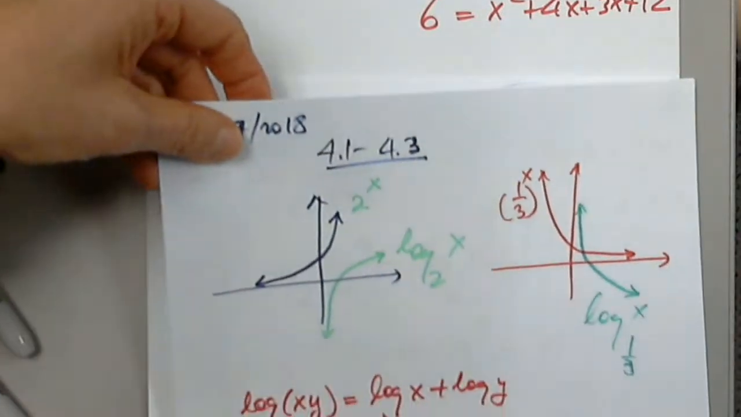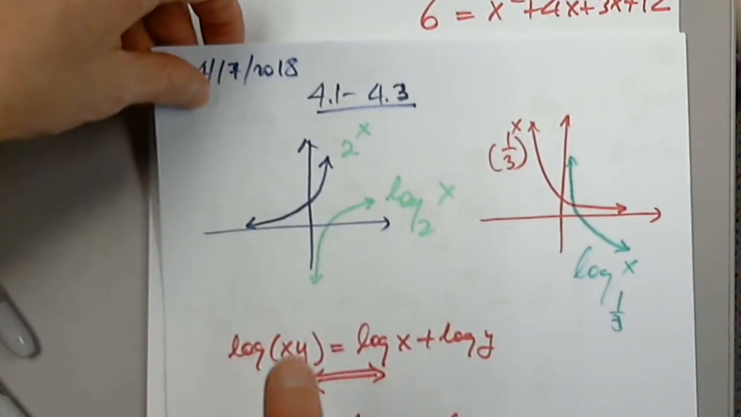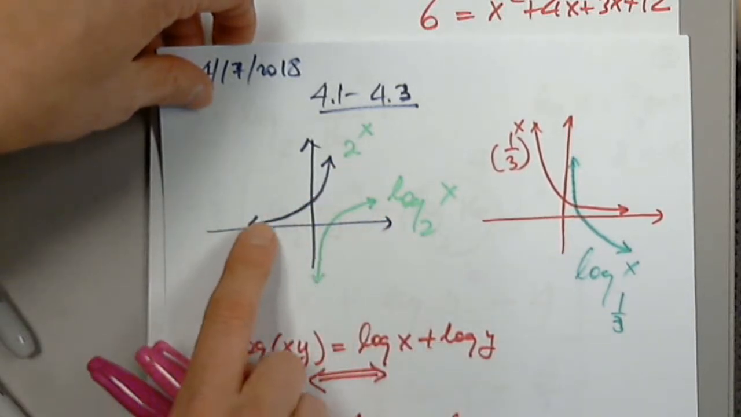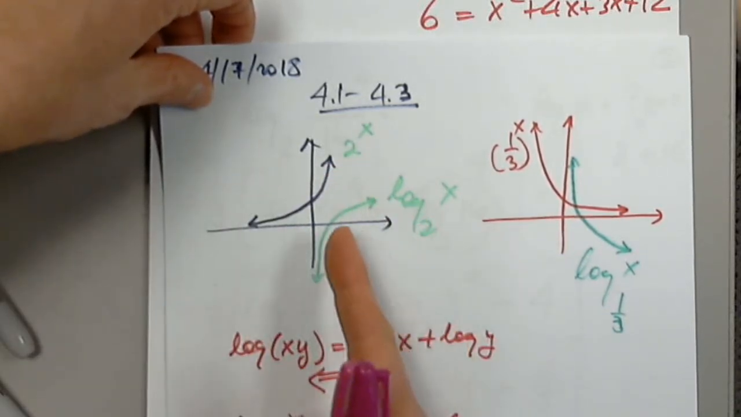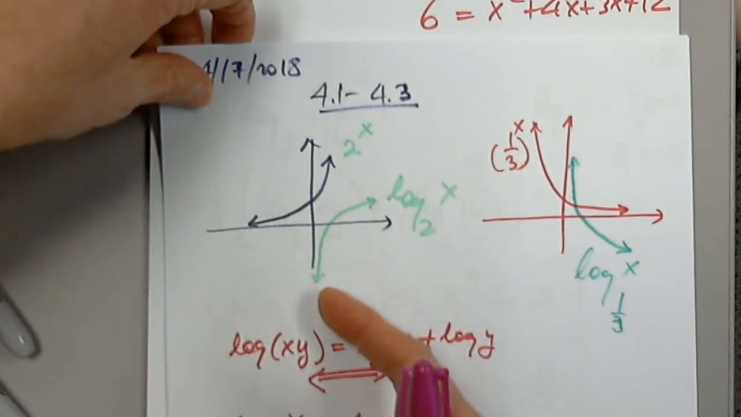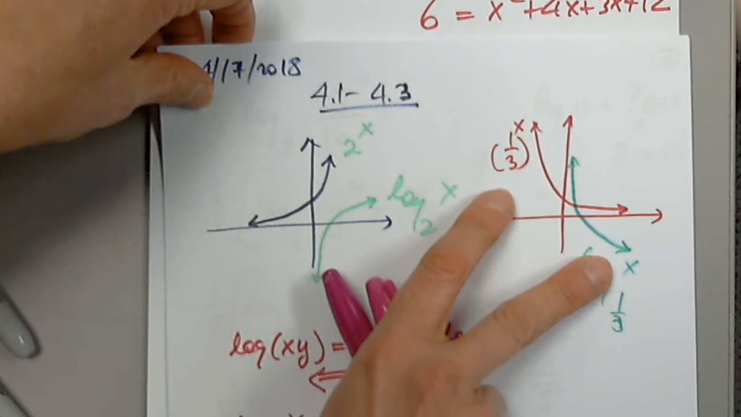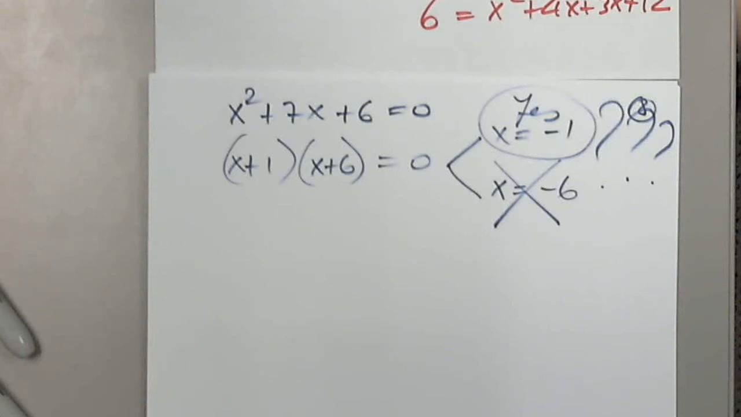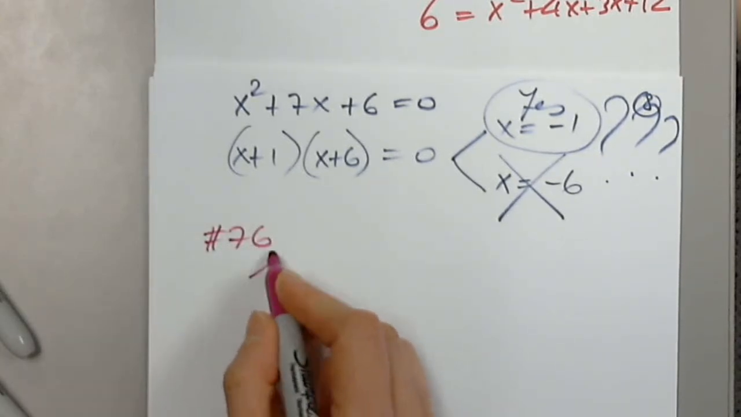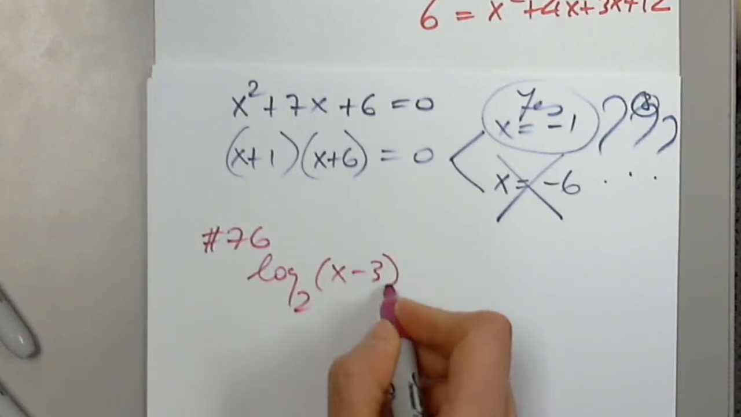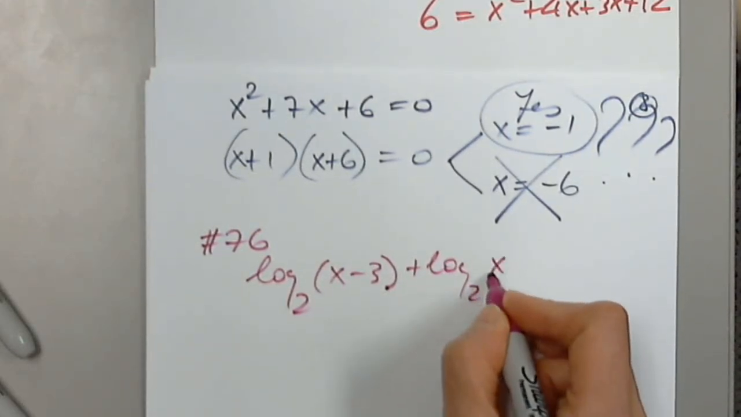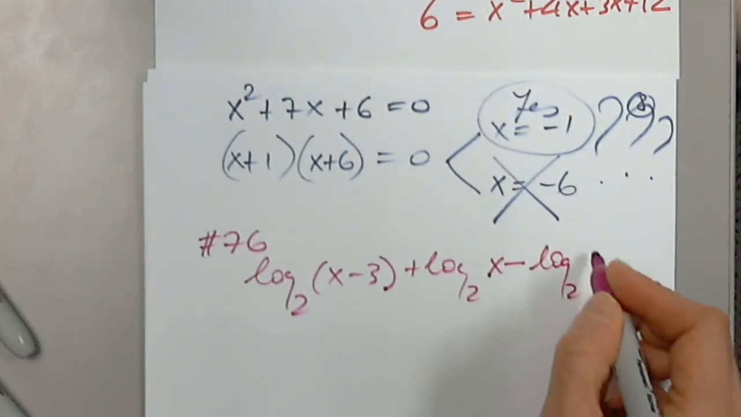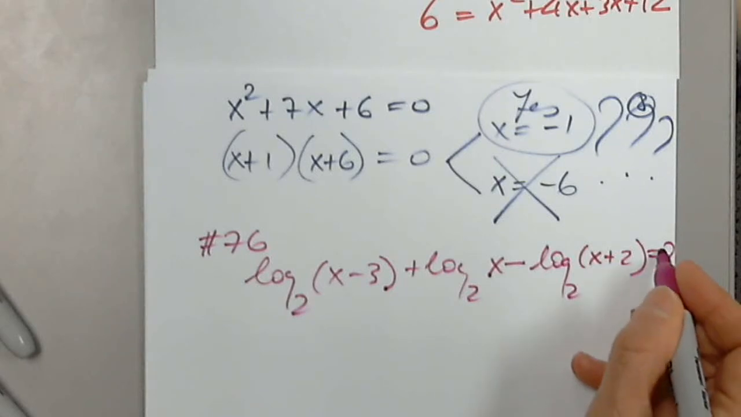That's why we graphed them at the beginning to refresh your memory. As you see, domain, all real numbers, range 0 to infinity. Reverse, domain, 0 to infinity, range, all real numbers. Looks good. No matter which shape, they both fulfill the same conditions. Very good. Okay, so let's look at another log. Let's look at 76. And we have log base 2 of x minus 3 plus log base 2 of x minus log base 2 of x plus 2 equals 2.